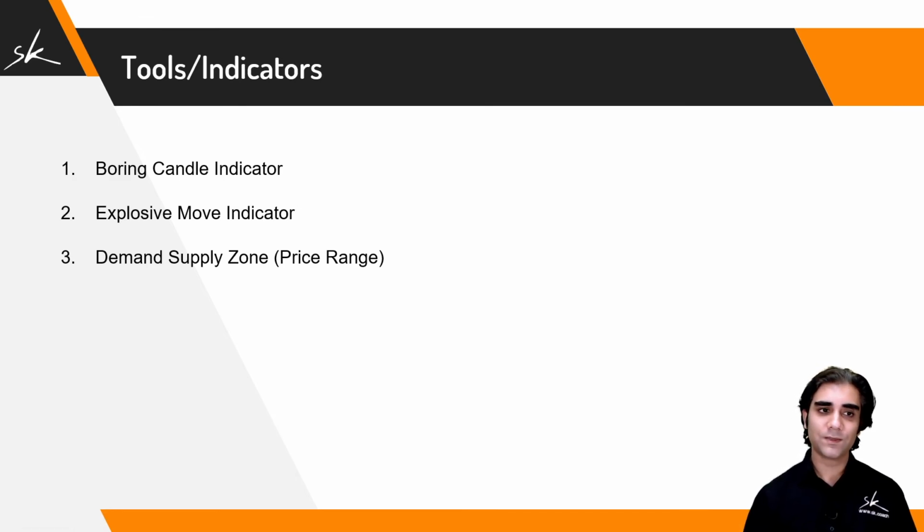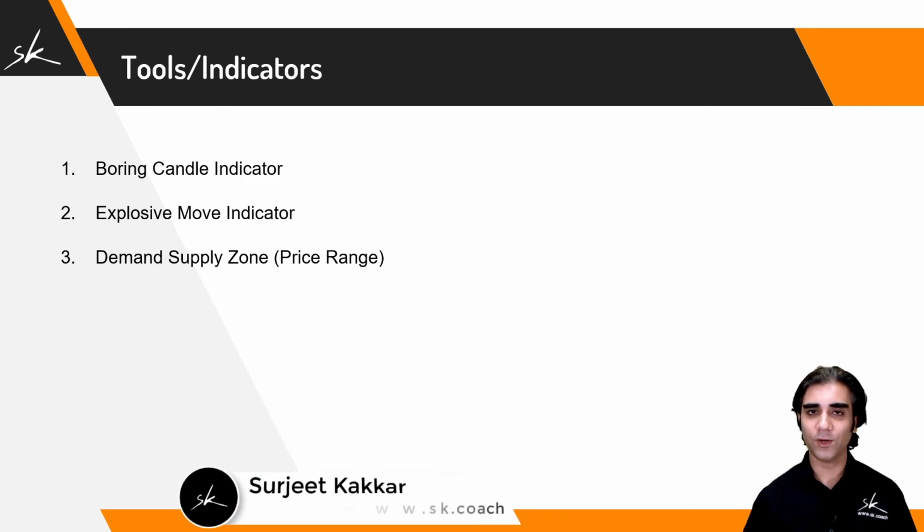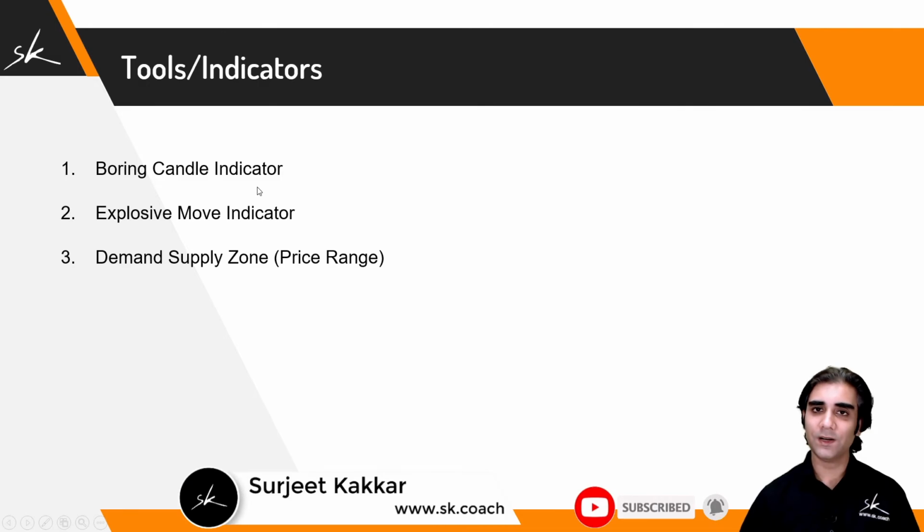Now the next thing is, using boring and explosive, I will be able to identify my demand zones and supply zones, provided you know the strategy. So let's say you know the strategy. The next thing you need to do is draw your demand areas and your supply areas, right? So now we need to draw the demand zones and the supply zones. We do this by using a tool which is called the price range tool.